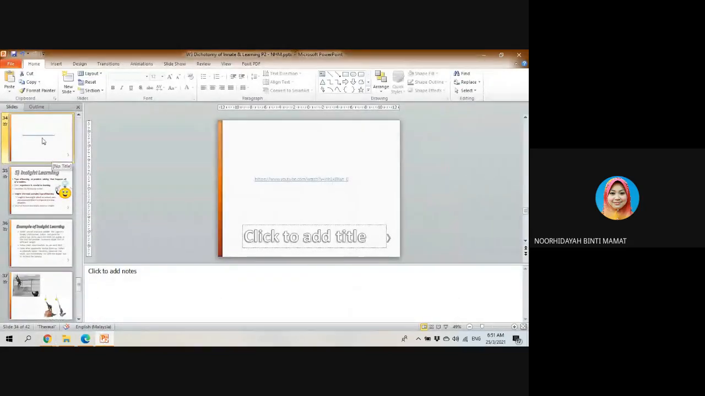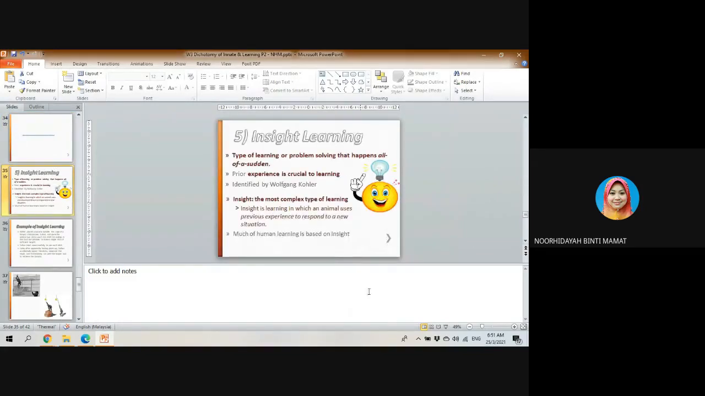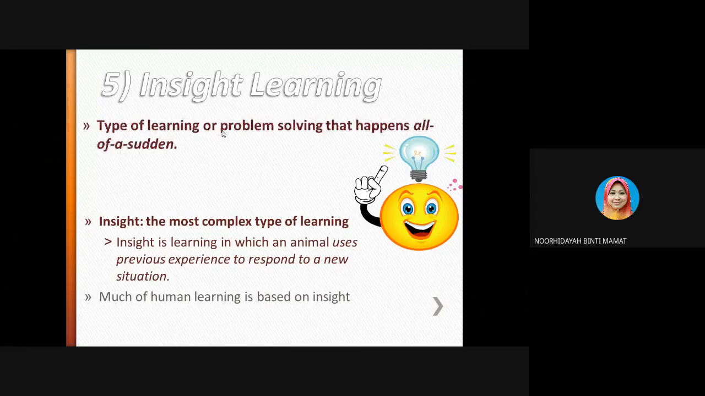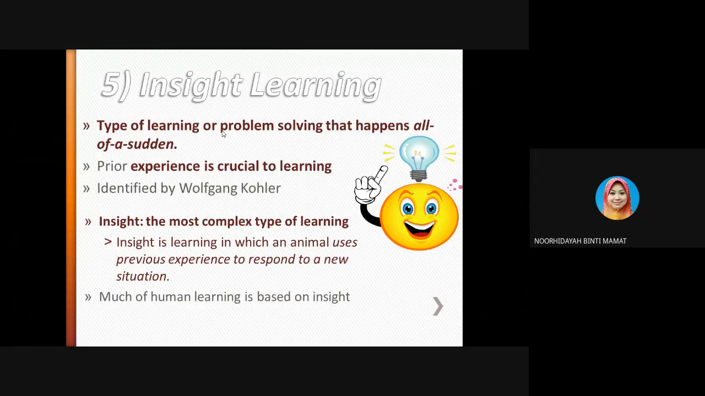Okay, so that is the example of imprinting experiments. So we move to the last type of learning behavior, which is insight learning. Insight learning is a type of learning or problem solving that happens all of a sudden. In insight learning, prior experience is crucial to learning. So it is very complex learning.